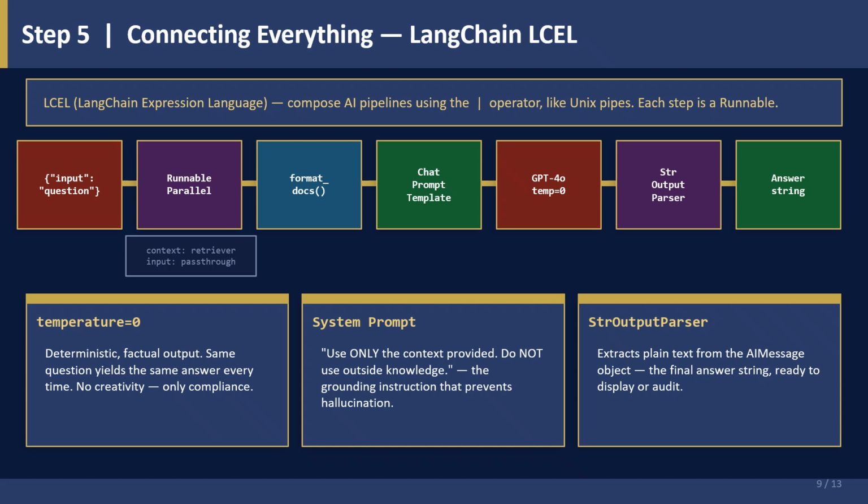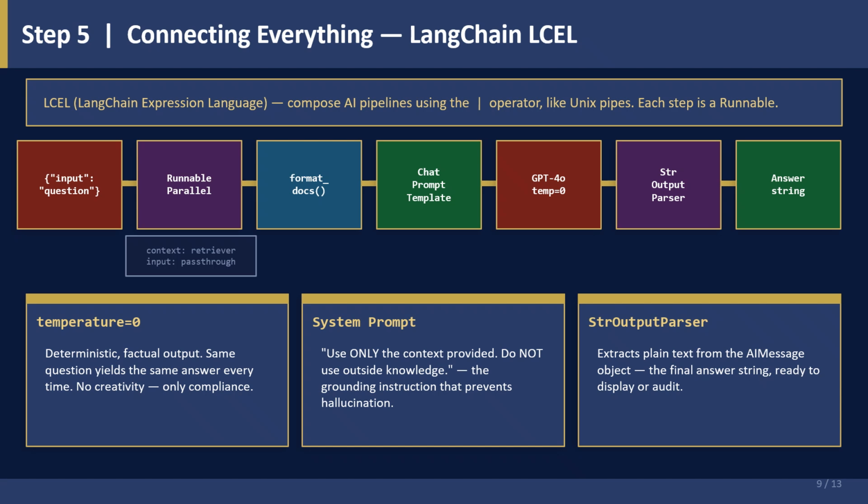Next, we move to step 5, which is the LangChain LCEL pipeline. Step 5 is where we assemble everything into a single pipeline using LangChain's LCEL, LangChain Expression Language. LCEL lets you chain AI components together using the pipe operator, just like Unix pipes. Each component is a runnable, and you chain them left to right.